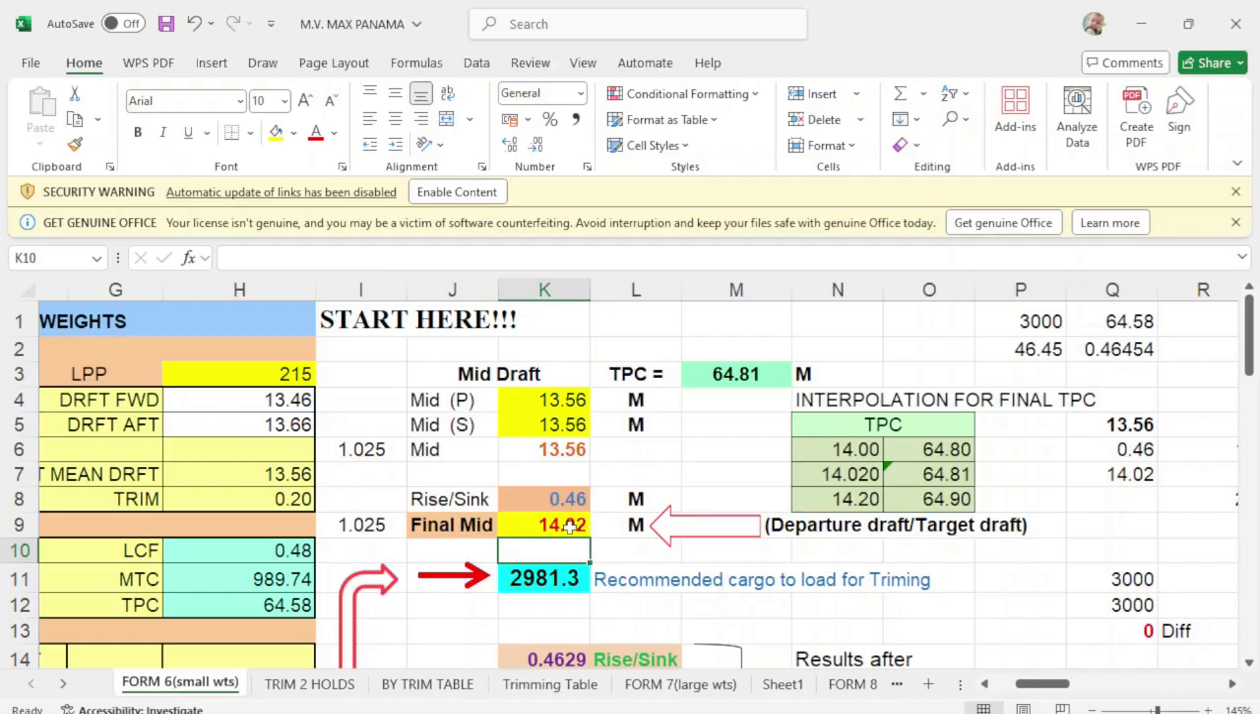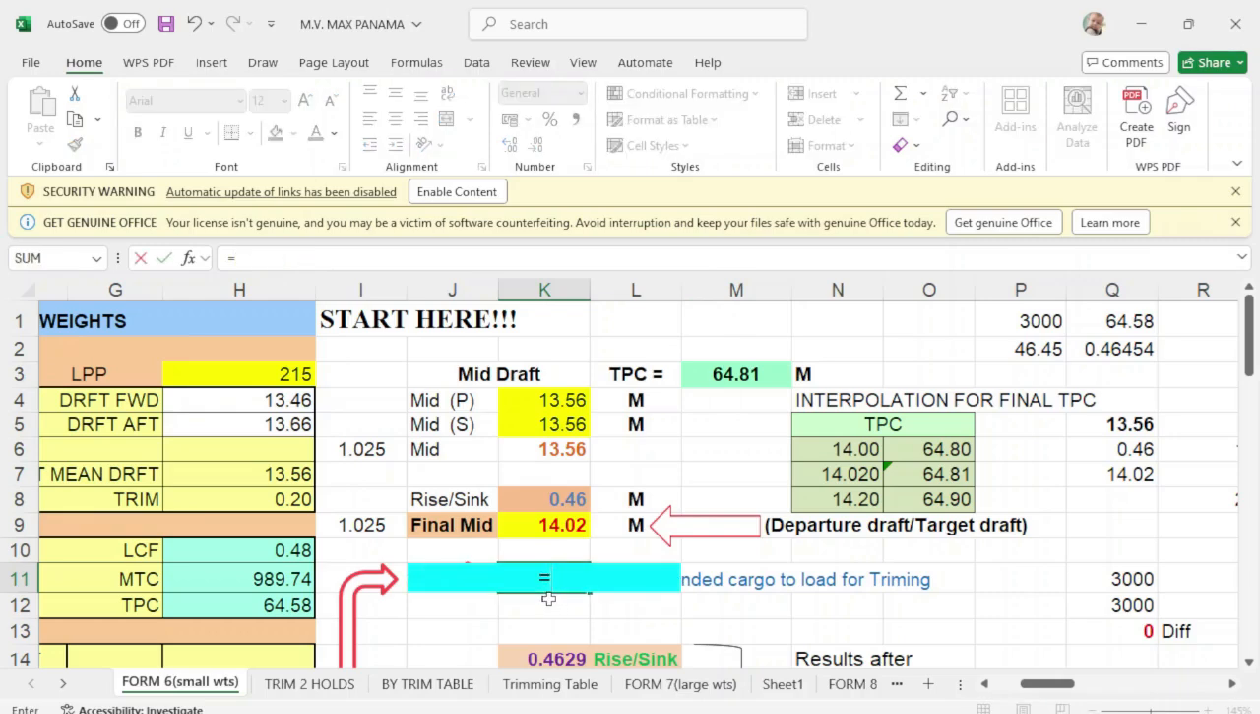with this final drop of 14.02, interpolate the TPC. Okay, TPC will be 64.81, which is this one. Then you will get this figure of remaining cargo to load. How did I get this figure? Click this one, and the formula says here K8. This will be your sinkage times your M3, that will be your TPC times 100. Okay, so I will just do it for you.